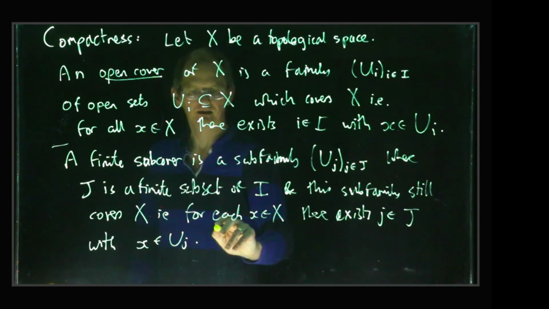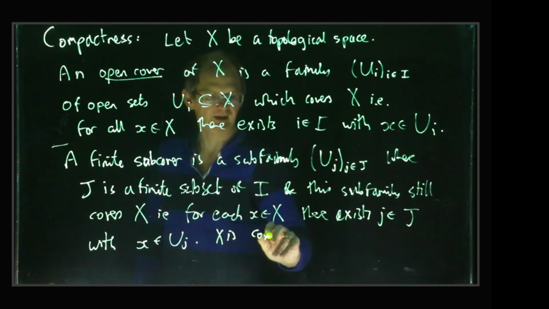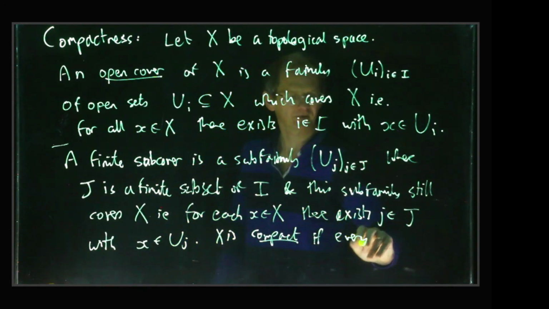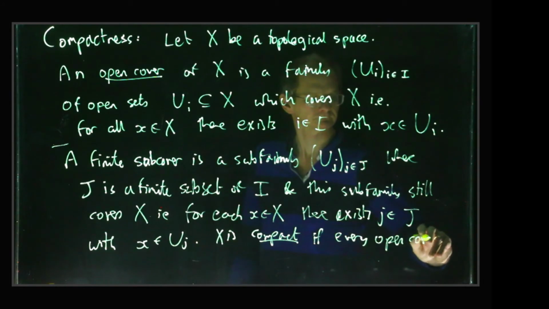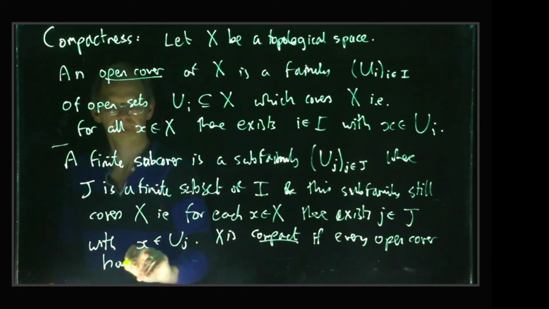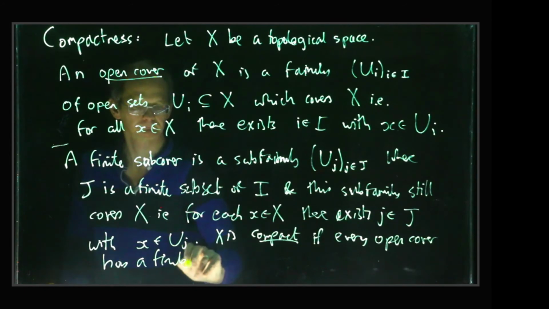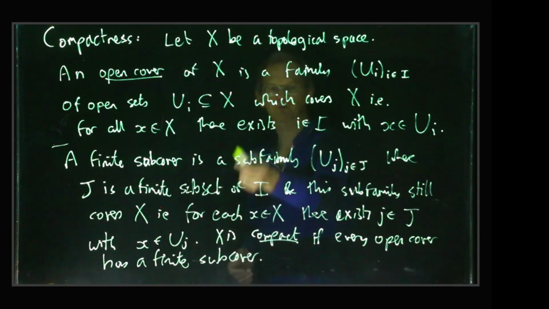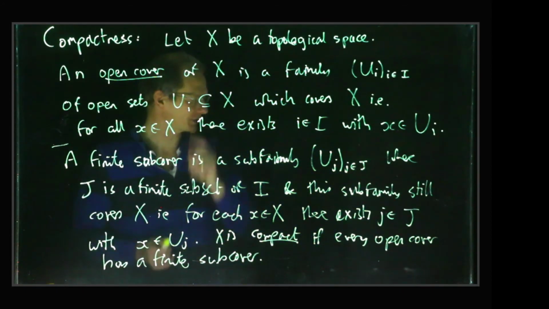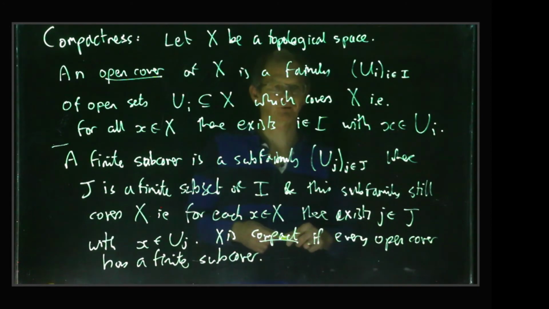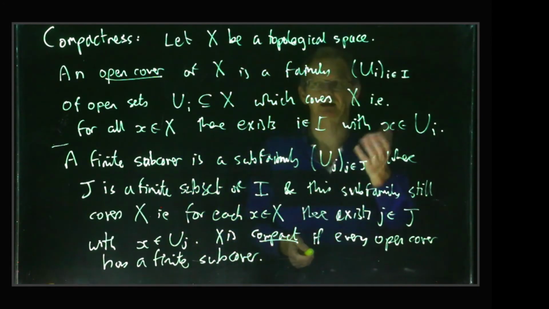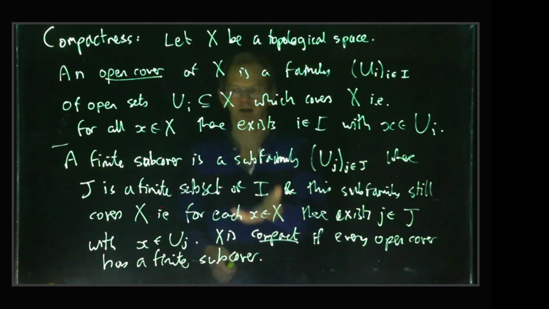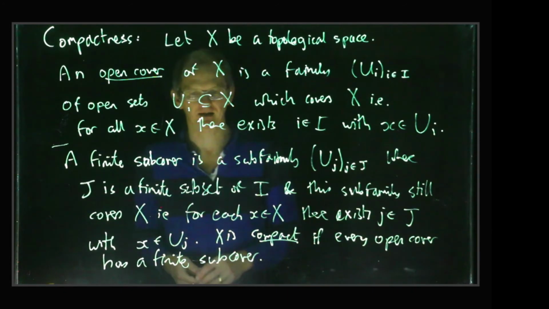And we say X is compact if every open cover has a finite subcover. Okay, so obviously it's not obvious from the definition. You've got an open cover of a space, and it's not obvious that it has a finite subcover. It's easy to find non-compact spaces where you've got open covers that don't have a finite subcover, but we say it's compact if every open cover has a finite subcover.